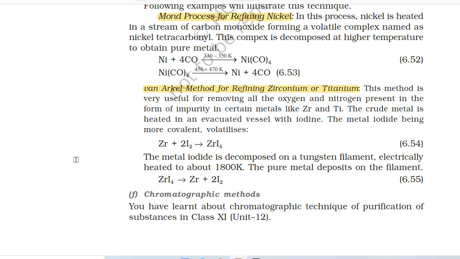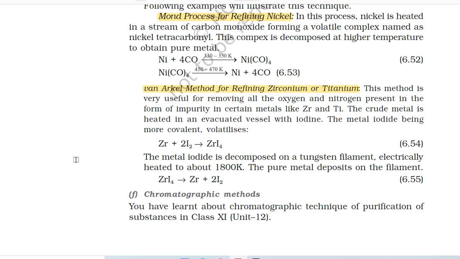Zirconium plus 2I2 gives zirconium tetraiodide. The metal iodide is decomposed on a tungsten filament electrically heated to about 1800 Kelvin. The pure metal deposits on the filament. Zirconium tetraiodide gives zirconium plus 2I2.